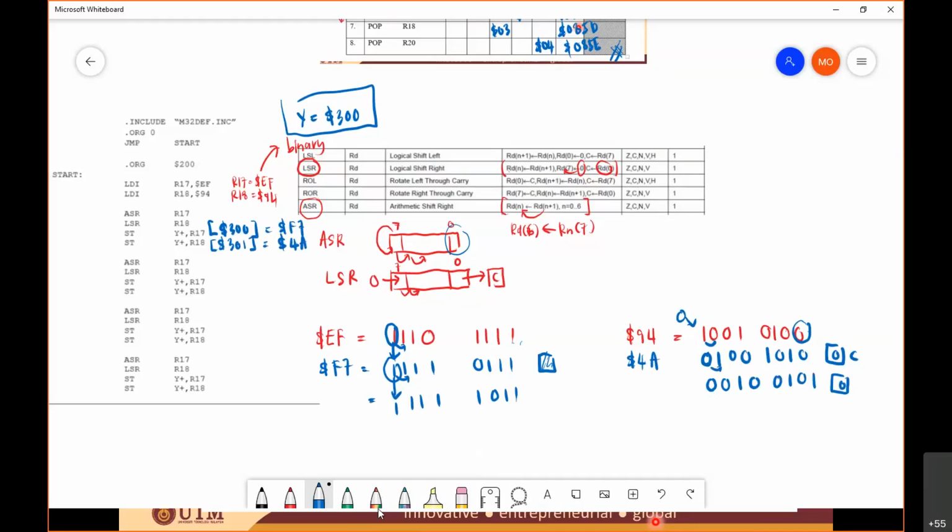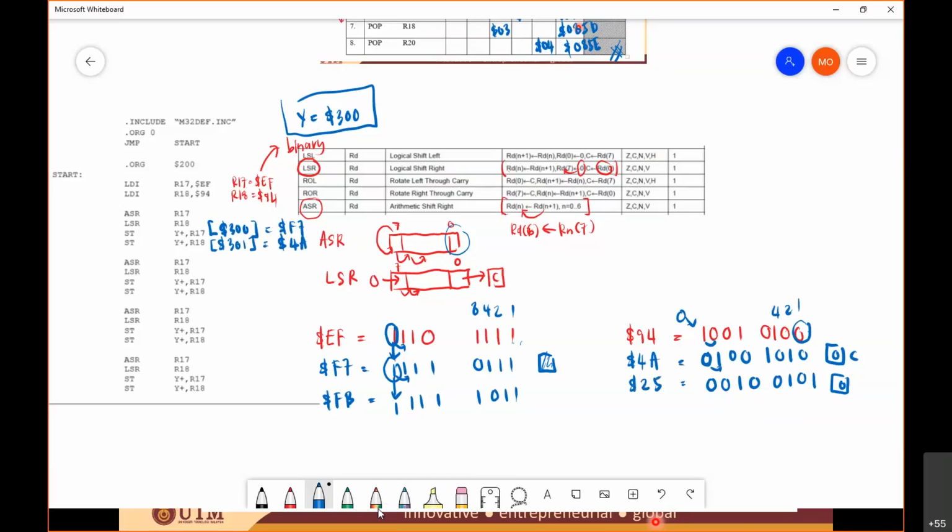So this one is F what? 8 plus 2 plus 1 which is 11. 11 converted to hexa is equal to B. And what about this one? This one is 2 plus 4 plus 1 which is equal to 5.